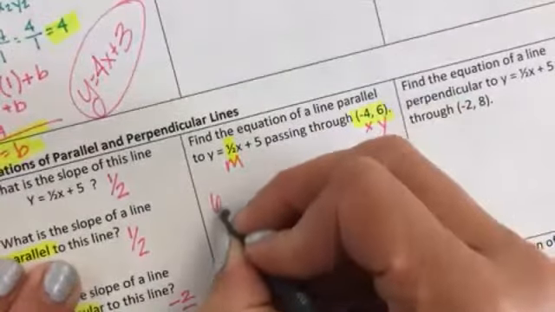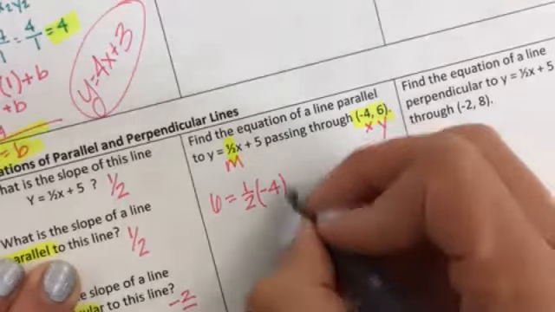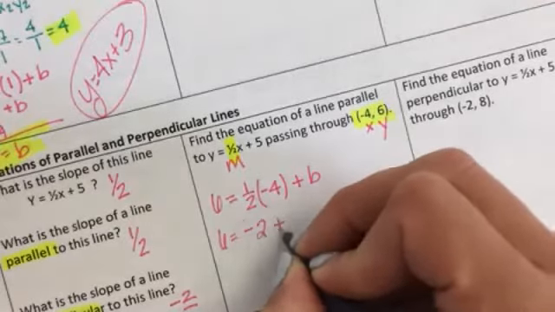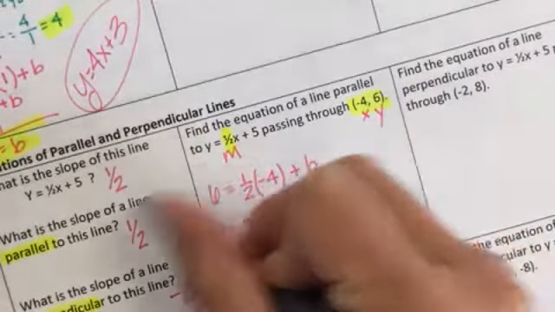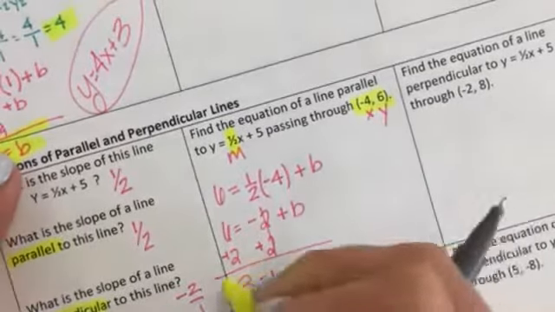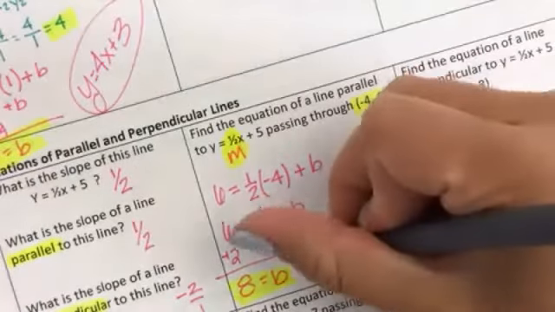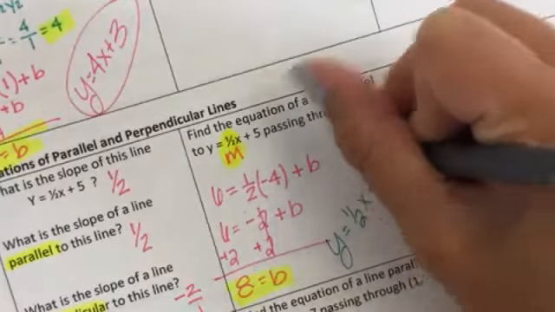So we're going to put 6 equals 1/2 times -4 plus b. 1/2 times -4 is -2. And then to get b by itself, we just add the 2 to both sides. So again, we found our intercept. They gave us our slope. So then you just write your equation, y equals 1/2 x plus 8.